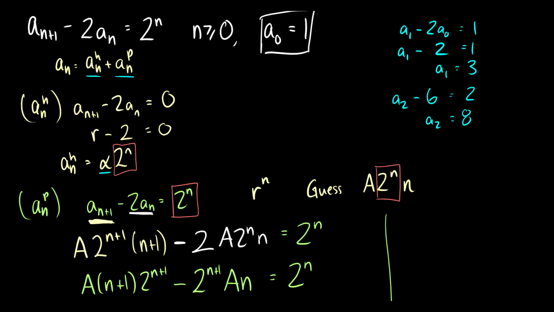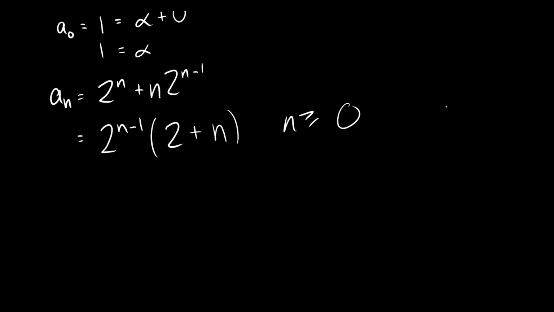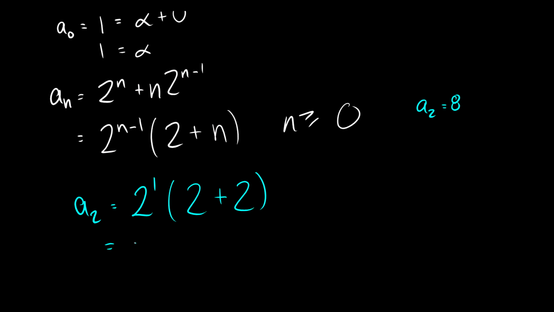Again, I'm just plugging some numbers into the recurrence relation. Okay, so a1 is 3, a2 is 8. So let's just verify that a2 works. So we should have that a2 is equal to 8. So a2 is equal to 2 to the 1 times 2 plus 2. So this is going to be 2 times 4, which, yes, is equal to 8. So it works.